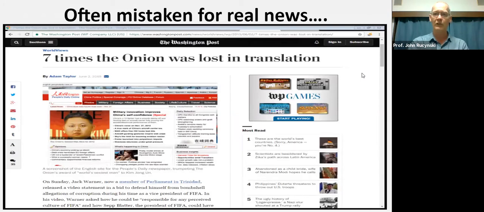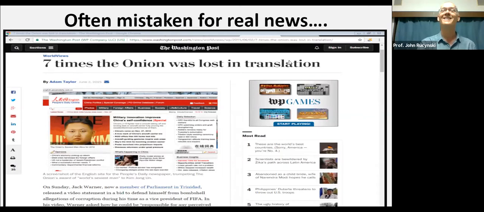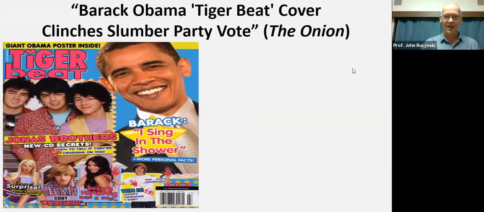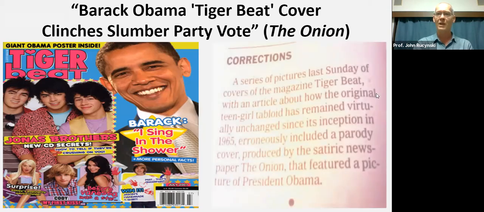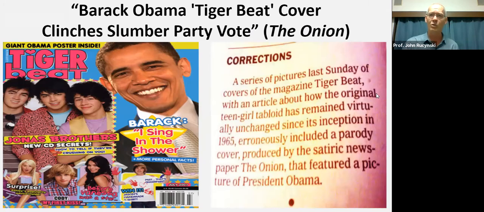But the problem is a lot of this satirical news is mistaken for real news, and not only in different cultures. If you're not from America, this magazine Tiger Beat is kind of a magazine for teenage girls. So The Onion had a joke that putting Obama on the cover helped Obama to win the election, which again makes no sense because these girls would be too young to vote. But the New York Times actually mistakenly used this photo in a collection of Tiger Beat covers. They didn't realize they used a fake one. So maybe someone was right that the New York Times is fake news.